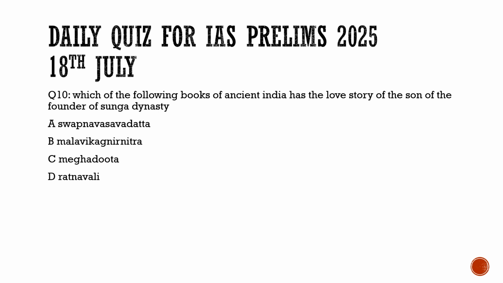It is definitely option B. It is Malavikagnimitra. So option B is the correct option. The wording is difficult, so it is very hard for me to pronounce it, but option B is the correct option for question number 10. In this, the love story of the son of the founder of the Sunga dynasty is mentioned.